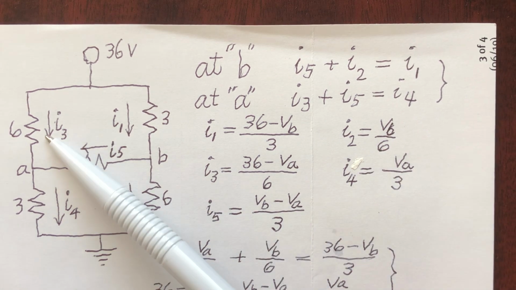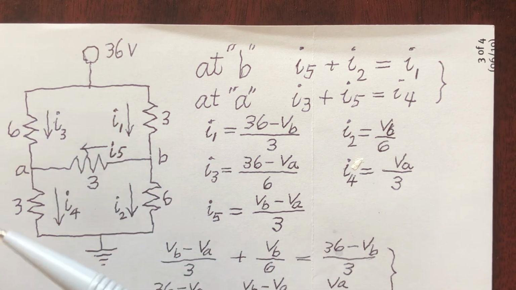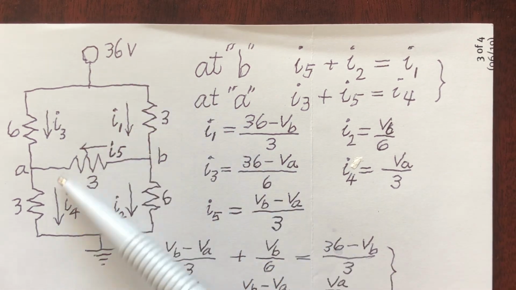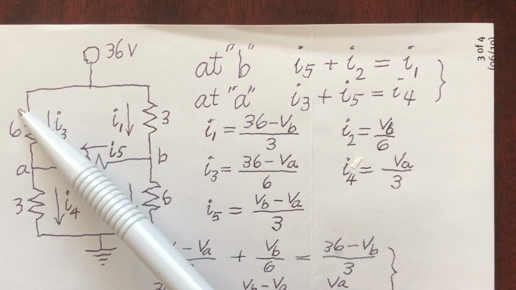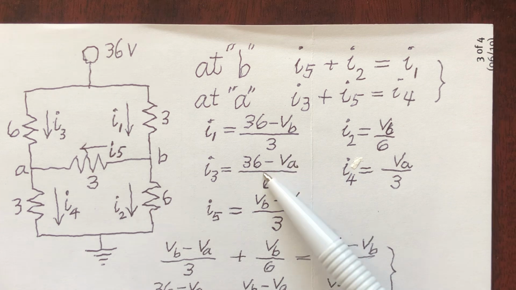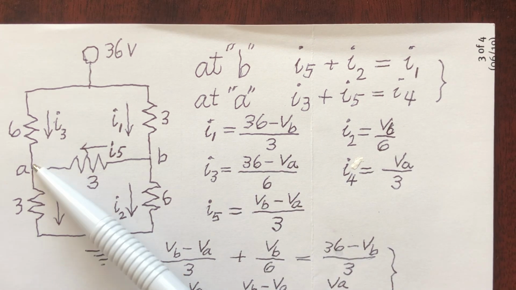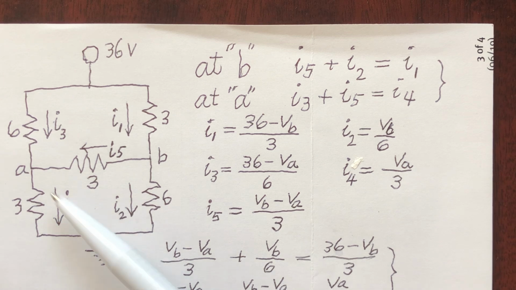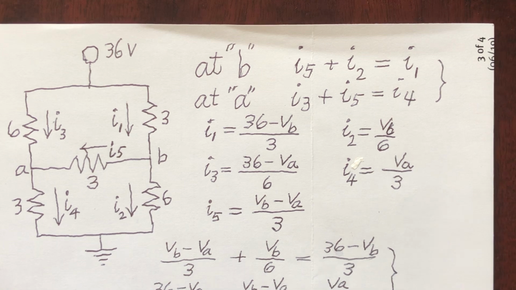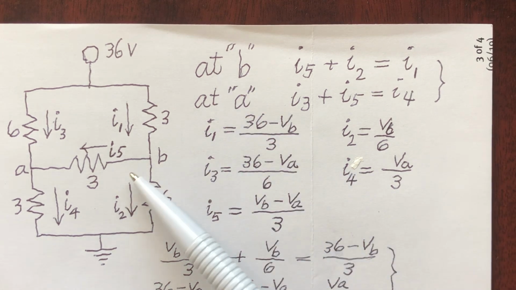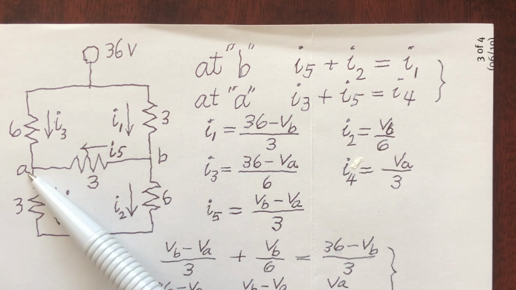What is I3? I3 is the voltage difference across the 6 ohm, which is 36 minus VA. So 36 minus VA divided by the resistor 6 is I3. I4 is VA. This is 0, so it's just VA divided by 3. What is I5? It's VB minus VA divided by 3.